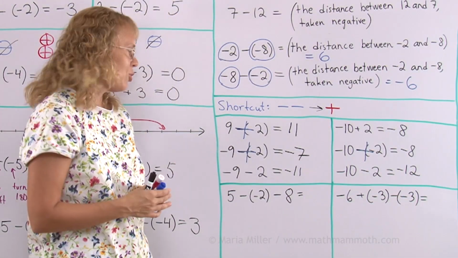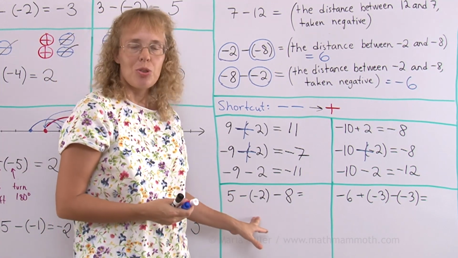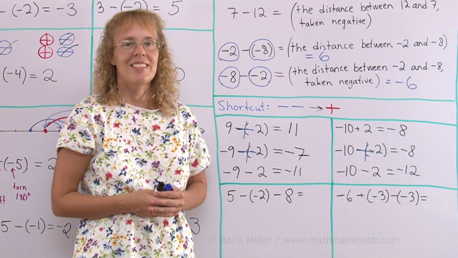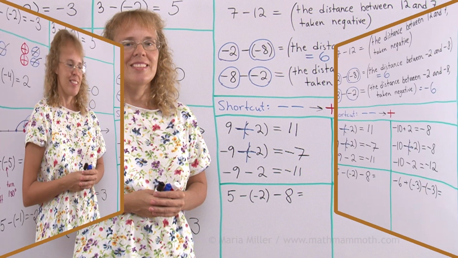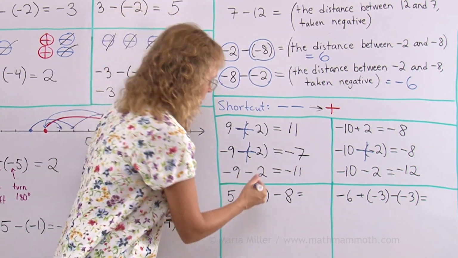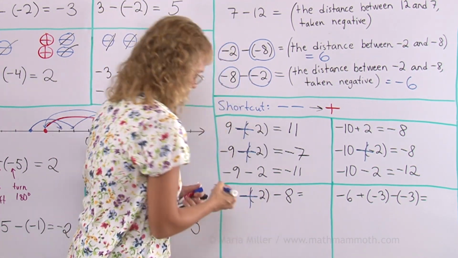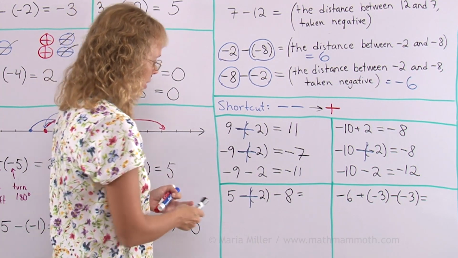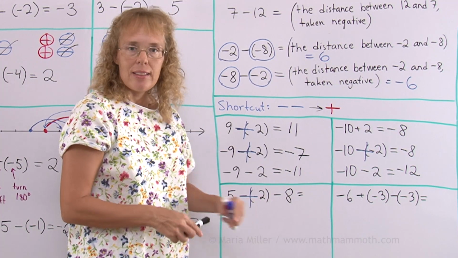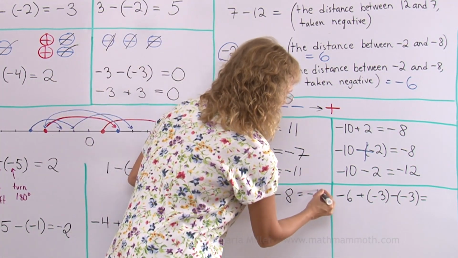And lastly, we will try 2 problems where there's 2 operations to do. Try this on your own too. Pause the video. Okay, here I have one problem here. I can turn this into a plus here. The double negative is a plus. 5 plus 2 is 7. 7 minus 8 will be negative 1.